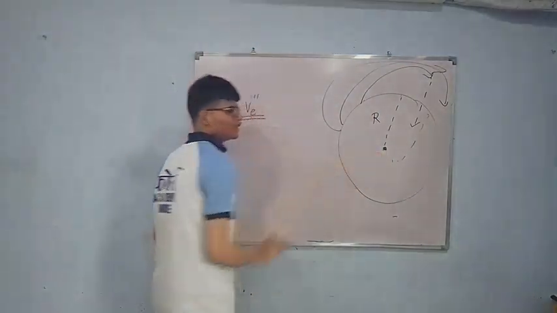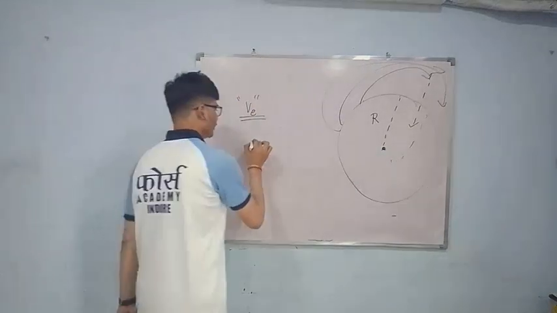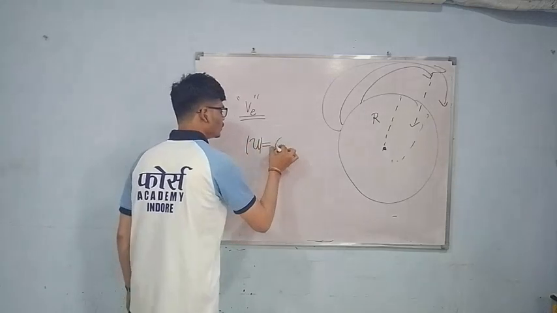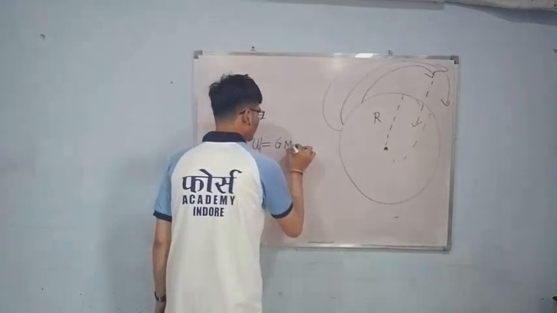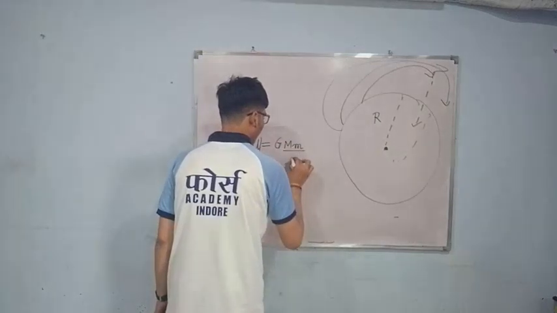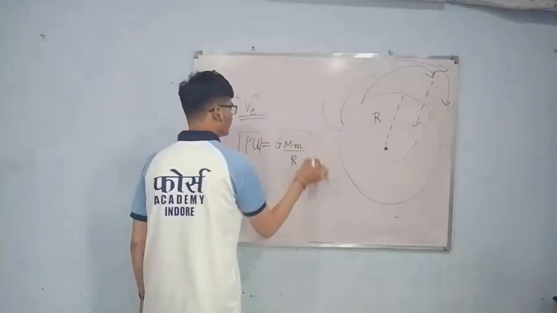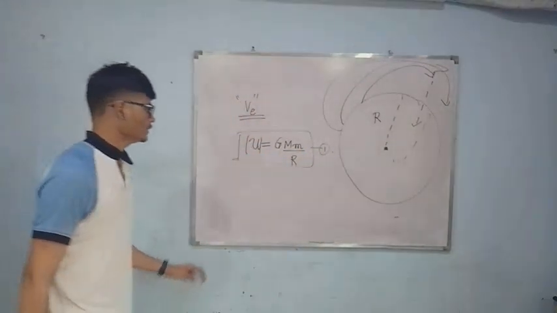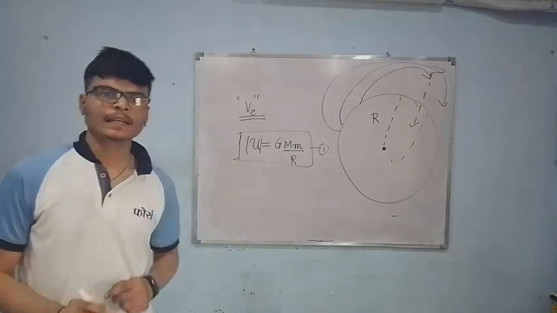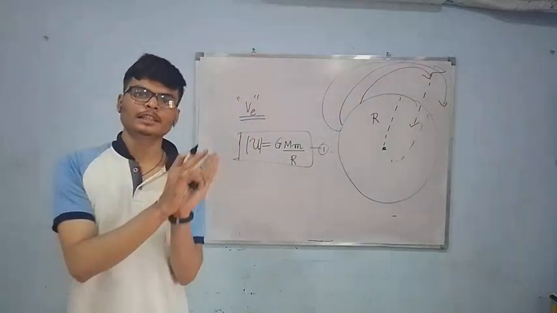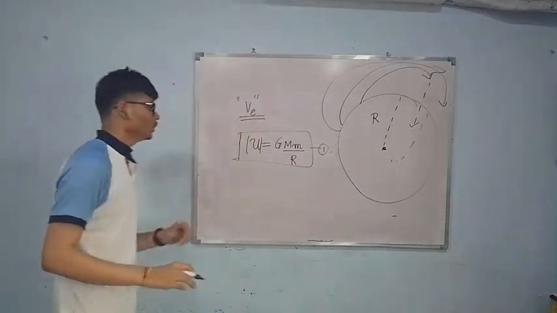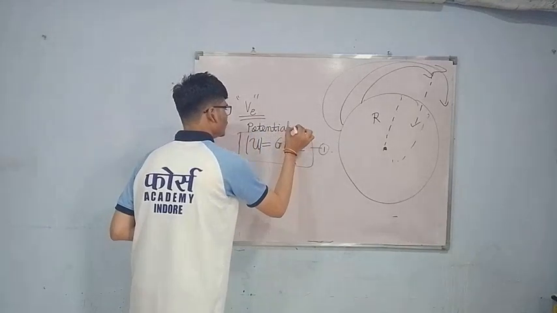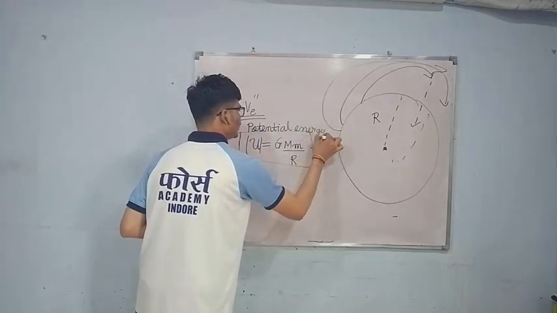So consider the potential energy of that object here. Let that potential energy be U, and we are taking the magnitude of the potential energy. So GMm by R is equal to the potential energy of that object on Earth's surface. When it is thrown, the potential energy becomes the kinetic energy.